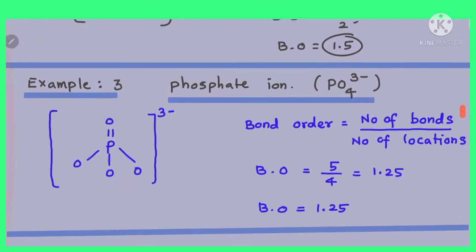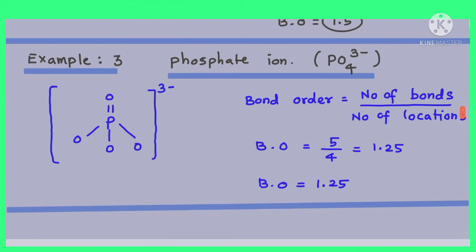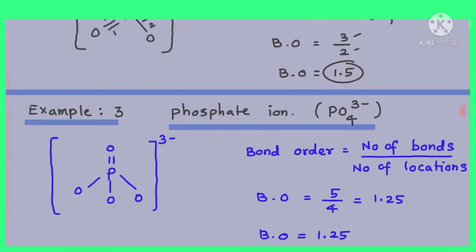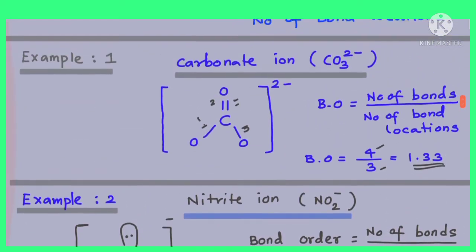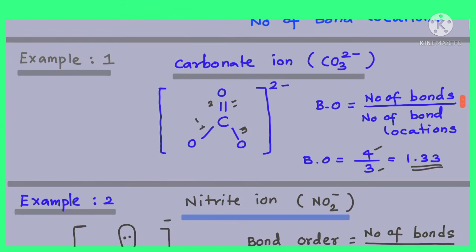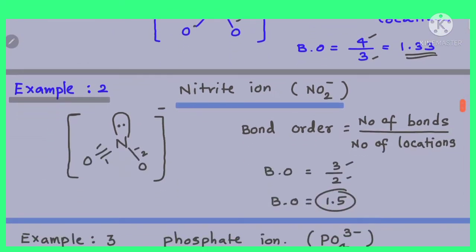Then the next one, the phosphate ion, formula PO4 3 minus. This is the structural formula of the phosphate ion. One more point you have to note down here: the negative charge is equal to the number of single bonds. In the carbonate ion you have 2 minus charge, which means there are 2 single bonds between carbon and oxygen. Similarly, in the nitrite ion the net charge is one negative charge, so there is only one single bond between nitrogen and oxygen.